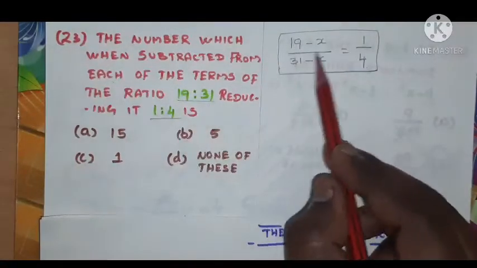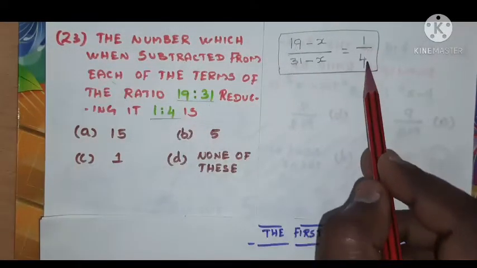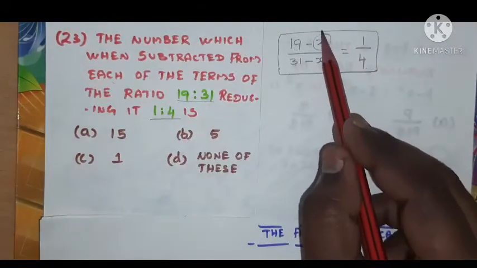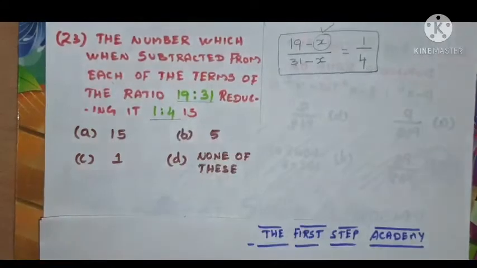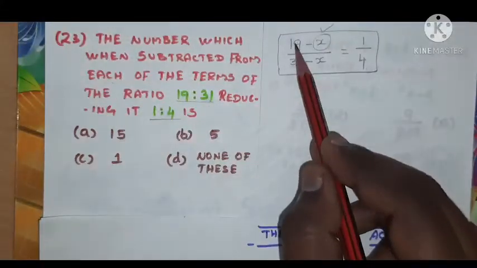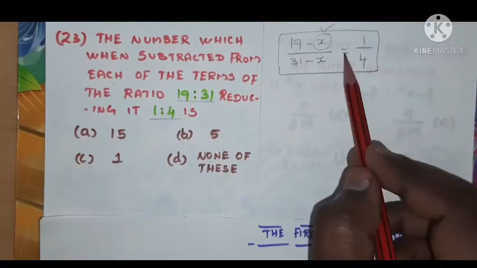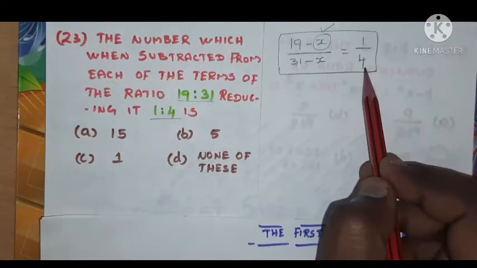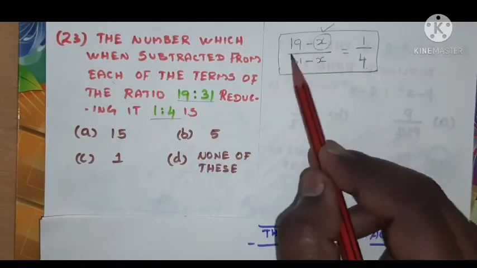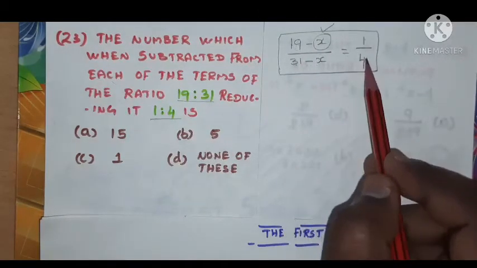19 minus x divided by 31 minus x is equal to 1 by 4. They are asking us to find out what that number is, that means what is the x value. When a number subtracted from each of the terms of the ratio 19 is to 31 reduces to 1 is to 4, they are asking us to find that number. So 19 minus x by 31 minus x is equal to 1 by 4.